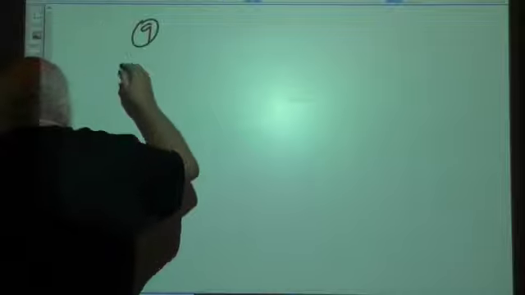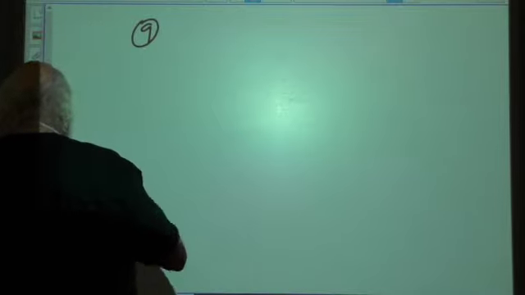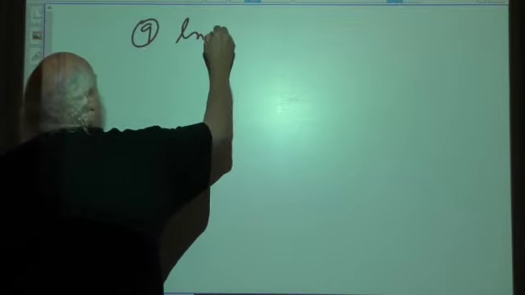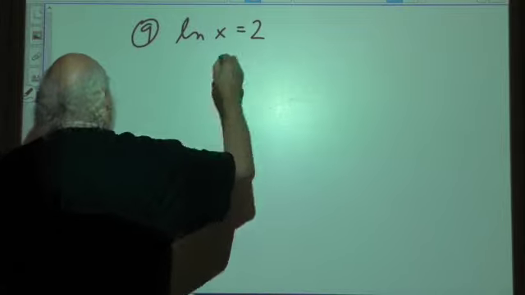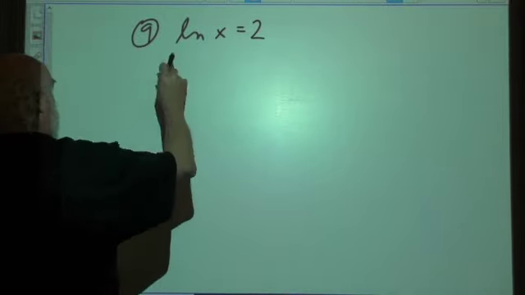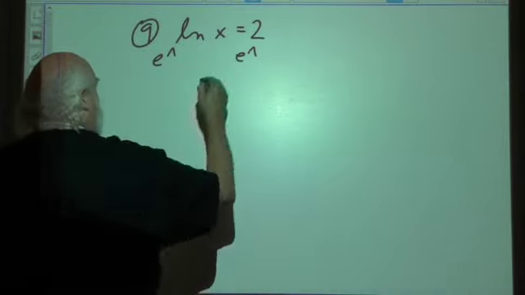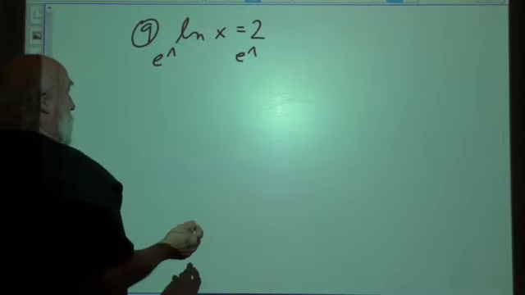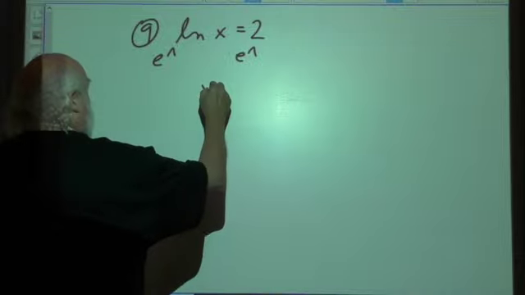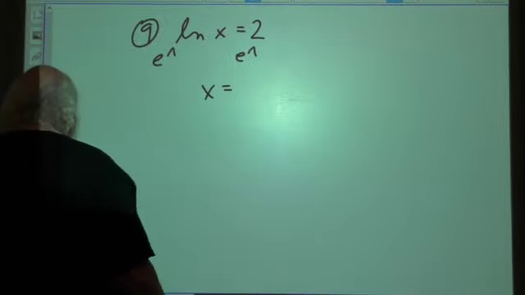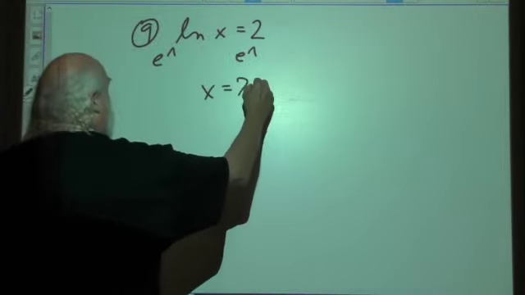Number 9. The problem here is the natural log of x equals 2. So to get rid of the natural log, I take e caret to both sides, because e is the base of your natural log. That leaves us x here, and e to the second power is 7.39.